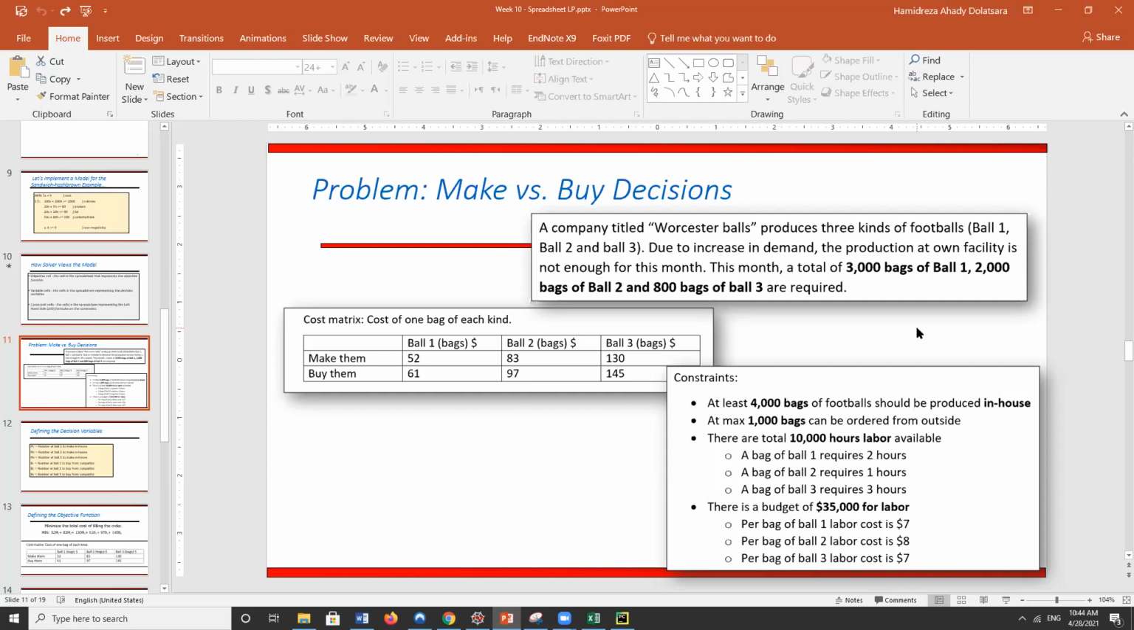HR would tell you that you just have 10,000 hours of labor. Everything is limited on this planet. So for your company, hours of labor is just 10,000. For a bag of ball 1, it takes 2 hours of manual work. For ball 2, 1 hour, and for a bag of ball 3, 3 hours. Also, labor cost for ball 1 is $7, ball 2 $8, and per bag of ball 3 $7.